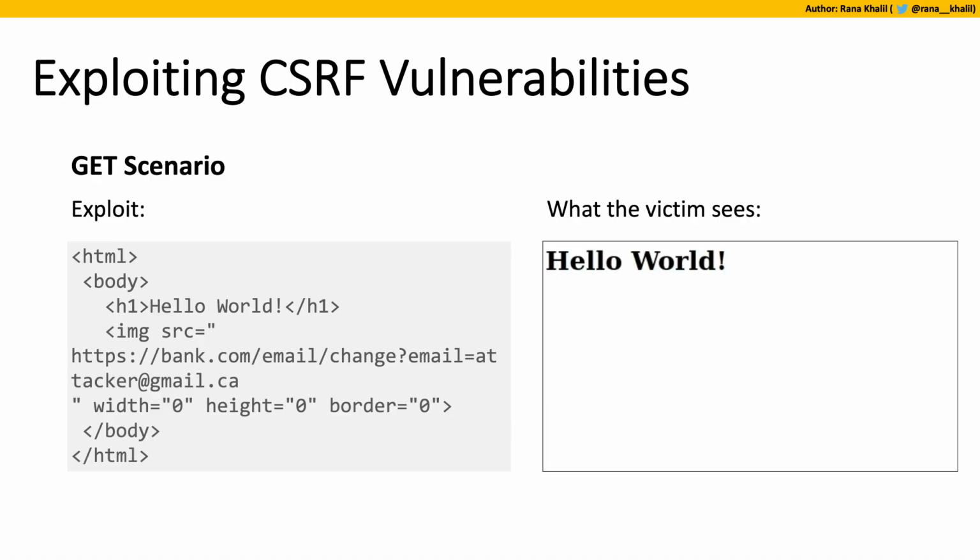So the browser asks the cookie jar, do you have a cookie for the domain bank.com? The cookie jar will say yes because the user is authenticated, and then the request will be made with the session cookie of the victim user, and the email address of the victim user will be changed to attacker@gmail.ca. And then the attacker will use the forgotten password functionality in order to reset the password of the victim user's account and fully compromise it.